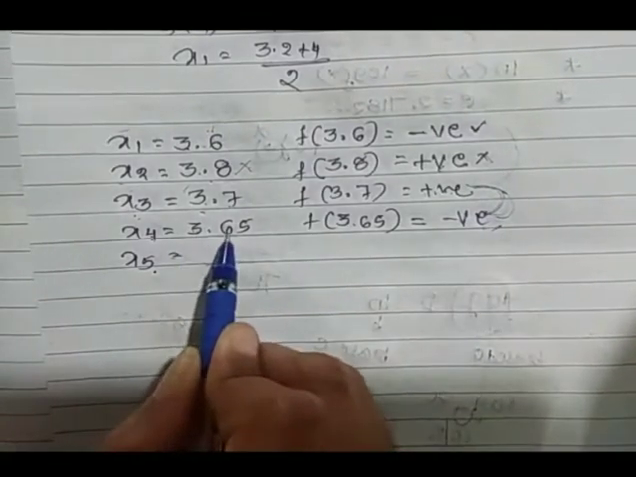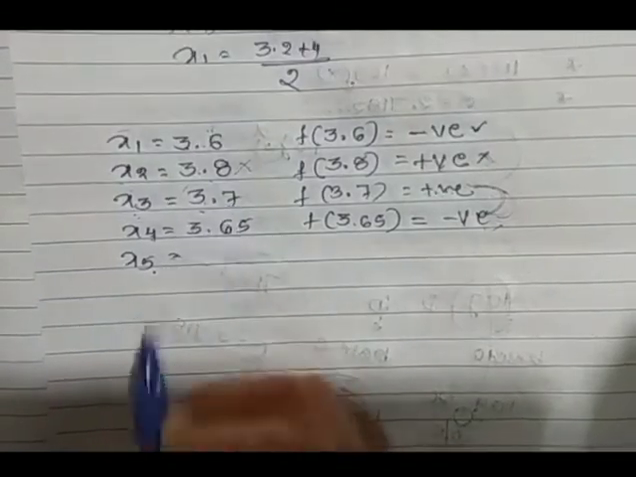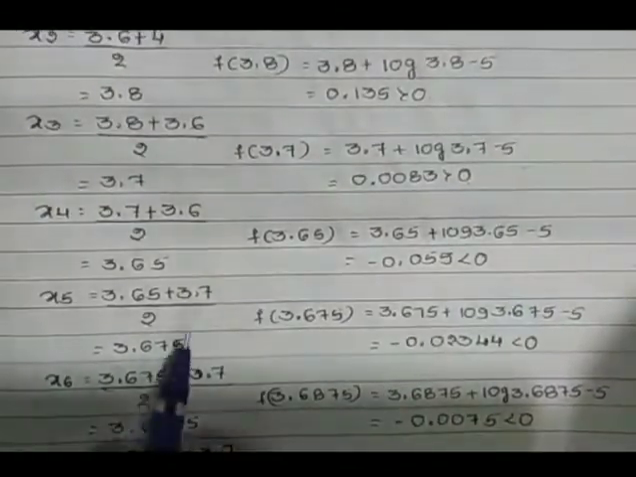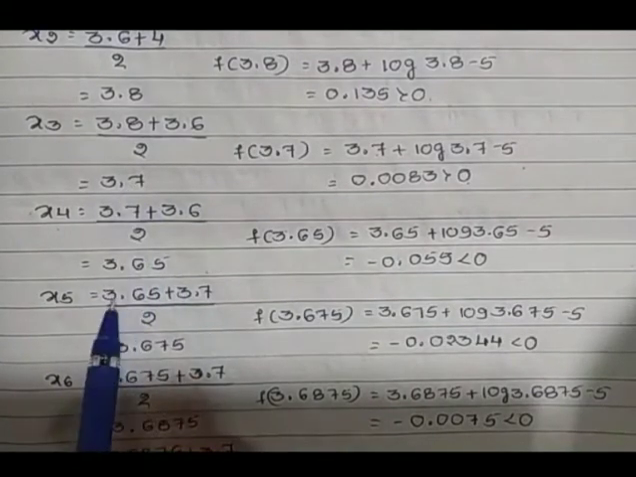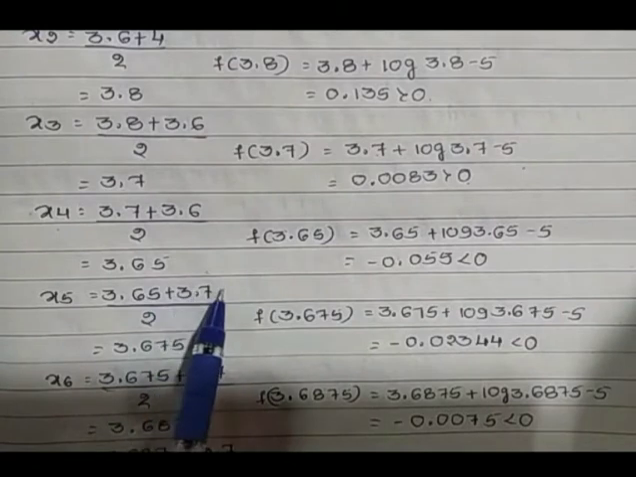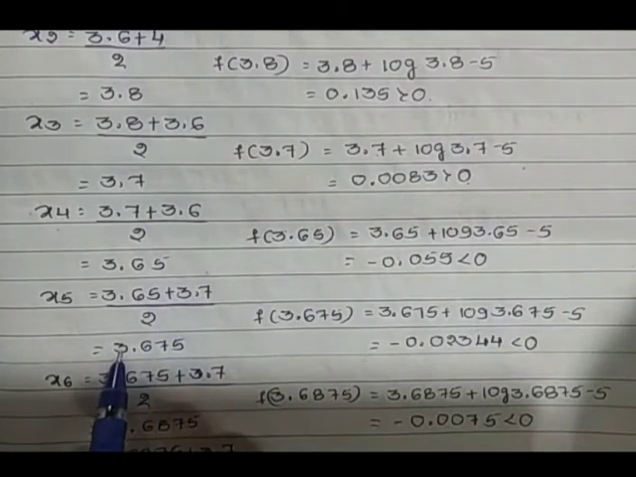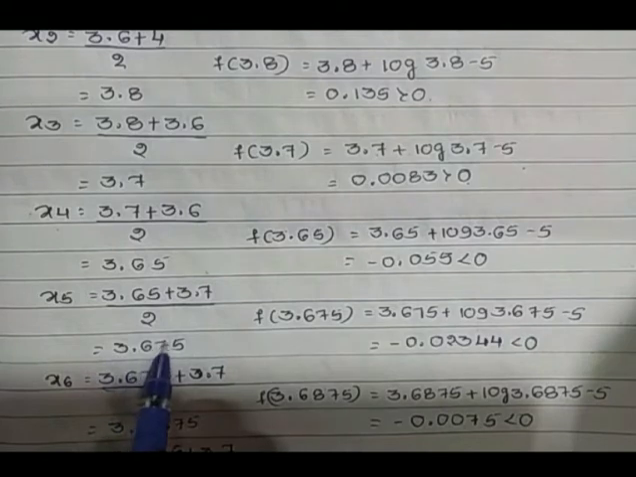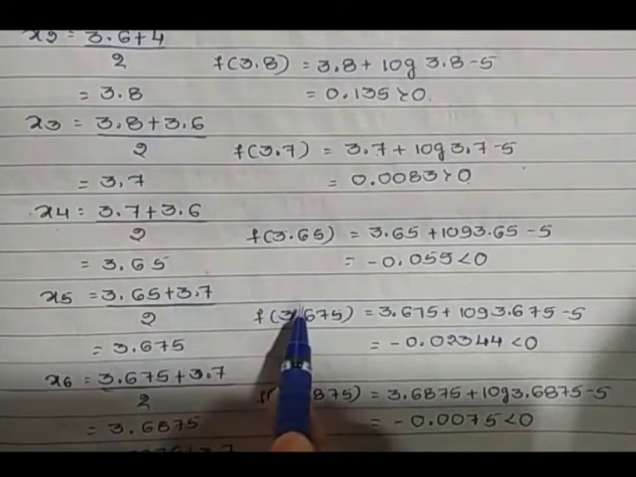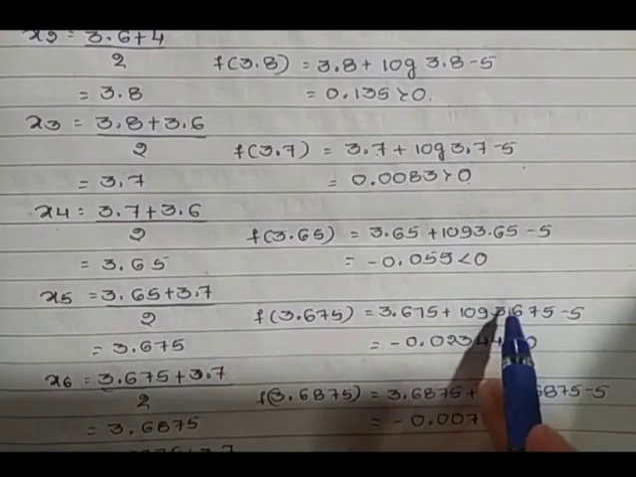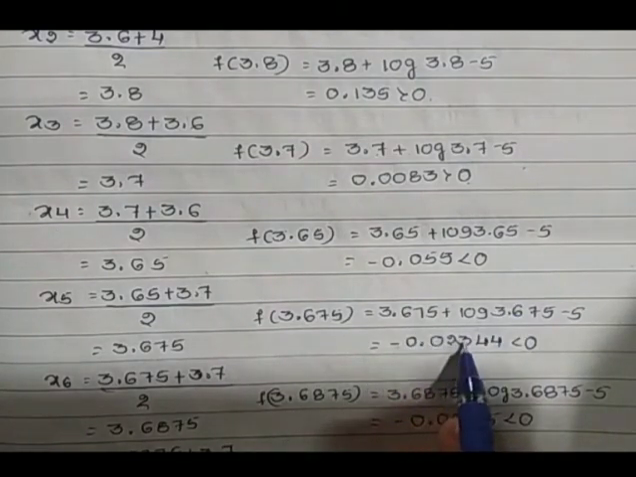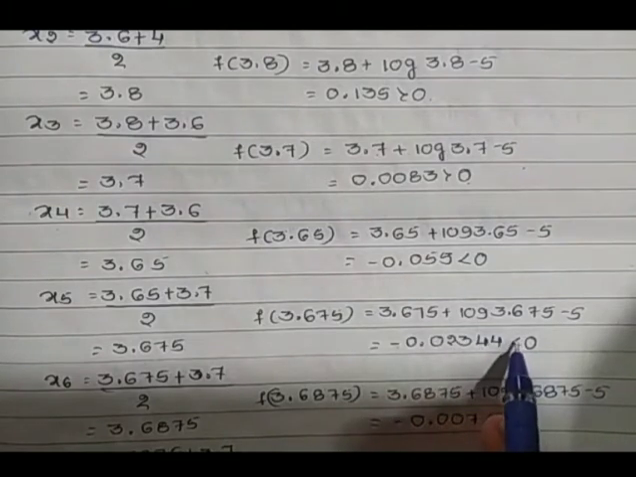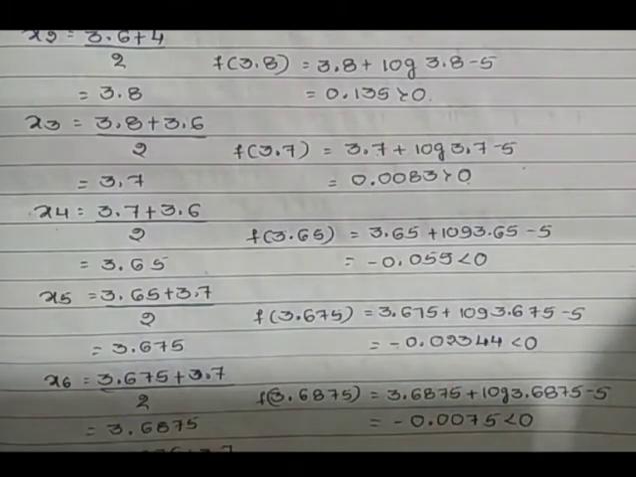So along with the negative, consider positive value. So add 3.65 and 3.7. To calculate fifth approximation, we have the previous result and then this one. 3.65 plus 3.7 divided by 2, which is giving us 3.675. Substitute this in a function, simplify using calculator, will get minus 0.02344, which is less than 0. So here x5 answer is 3.675.